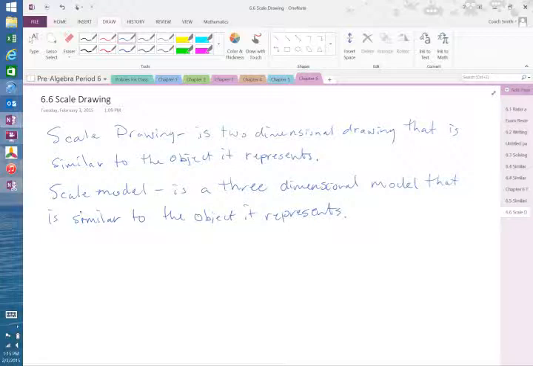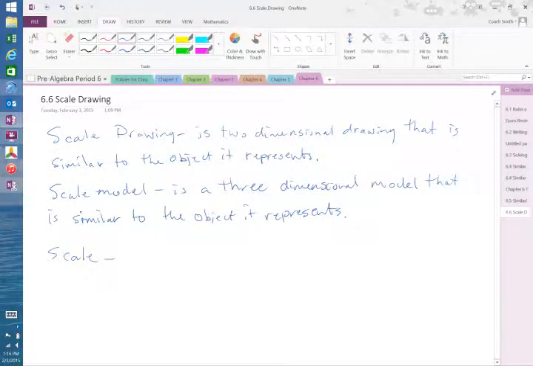A scale model would be like up there on top of my cabinet, the scale models of our churches that we did a couple of years back. Those are scale models. We had to have a scale drawing to make the models. Okay, and so two different ways that we can show larger things in a smaller sense. Okay, to do that, you must have a scale.